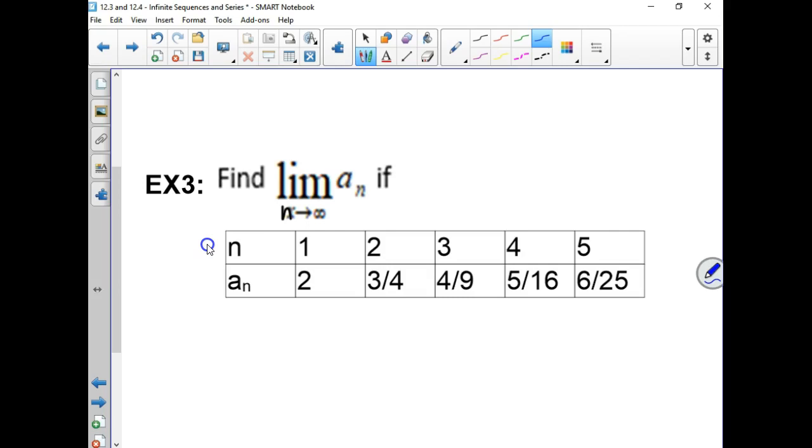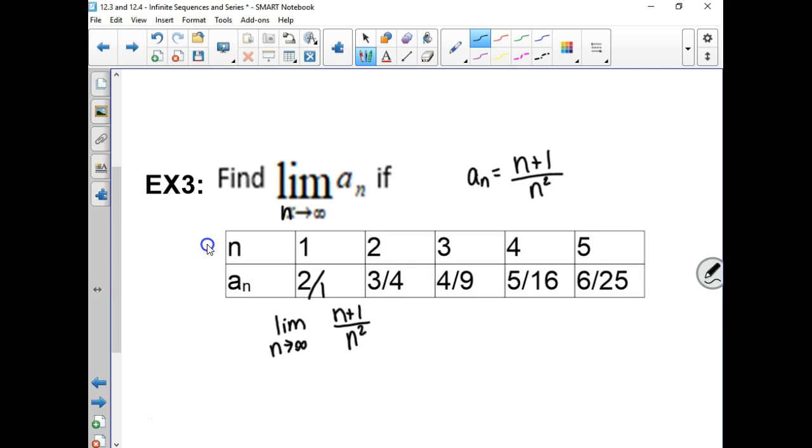So we're looking for a pattern. It might help us right here to make that 2 over 1. Because it looks like we've got a numerator and a denominator here that something's happening to. Add 1 to the numerator, right? So our a sub n would be n plus 1 in the numerator. And what about the denominator? n squared. Right? So we are finding the limit as n approaches infinity of n plus 1 over n squared.